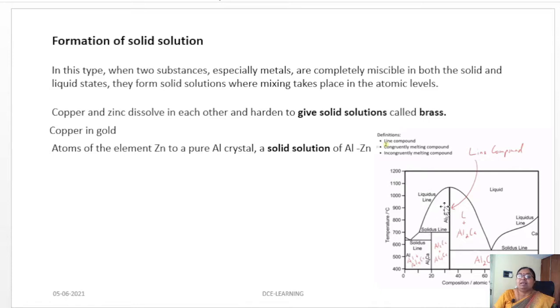This is the given figure, showing the temperature and its corresponding compositions. Here aluminum calcite is produced. Here the congruent melting point, eutectic point and also incongruent melting point are given. In the further sessions, you are going to study this in detail.